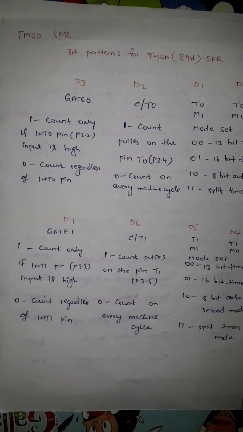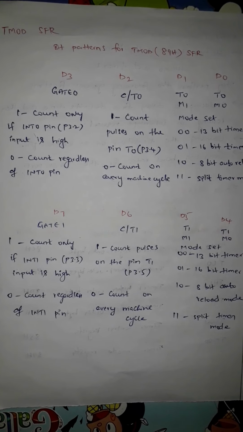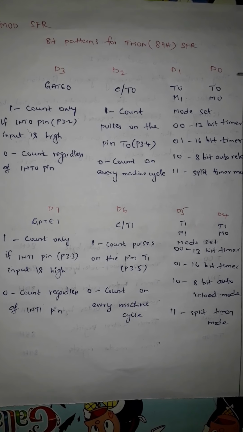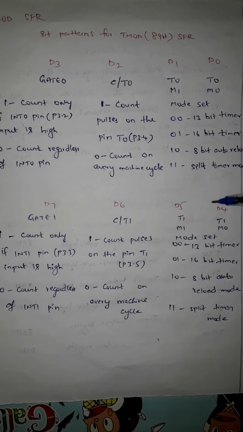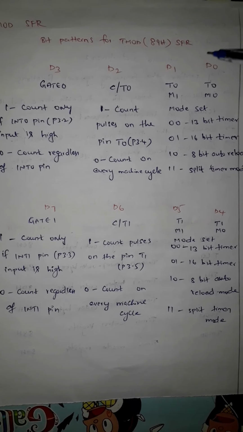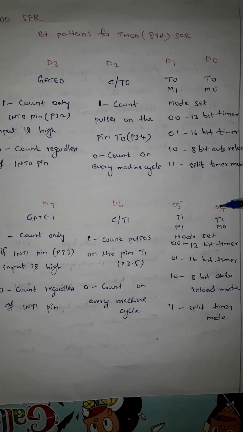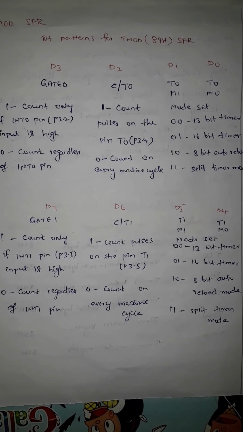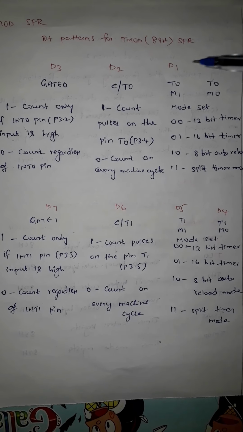First we look into the TMOD SFR. The TMOD SFR is an 8-bit register whose address is 89H, and in which 8 bits are there. D0 to D3 are the lower bits, and D4 to D7 are the higher bits. The lower 4 bits are used for timer 0, and the higher 4 bits are used for timer 1. So first look into the timer 0 bits, that is the lower bits, D0, D1, D2, D3.